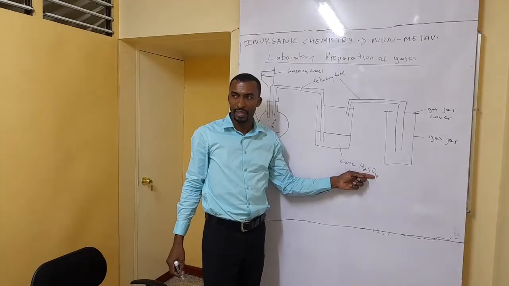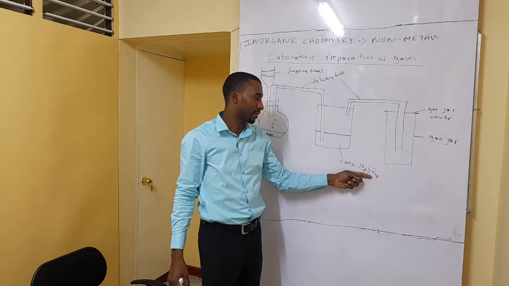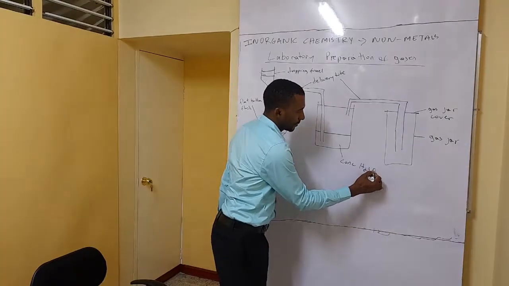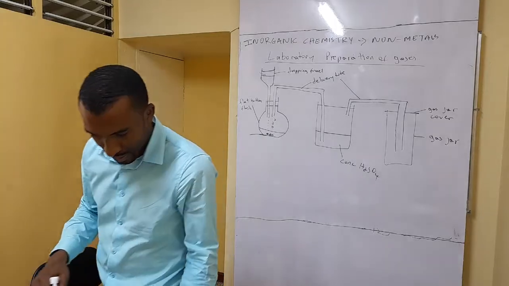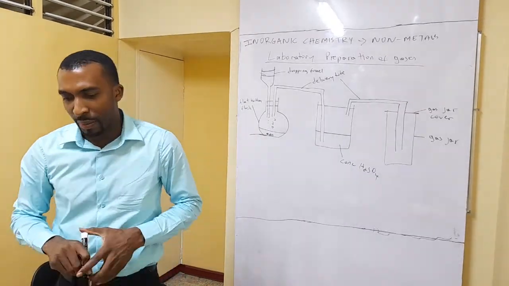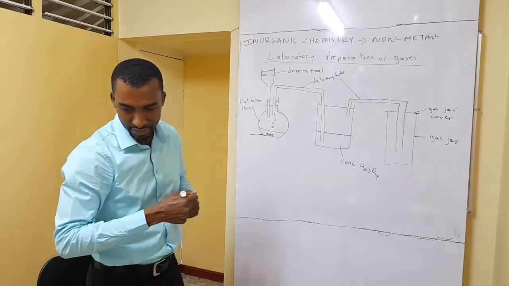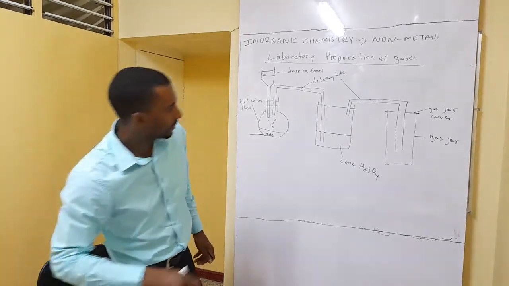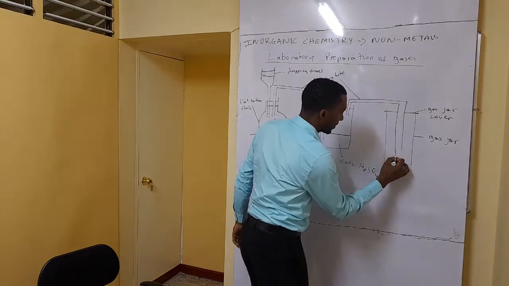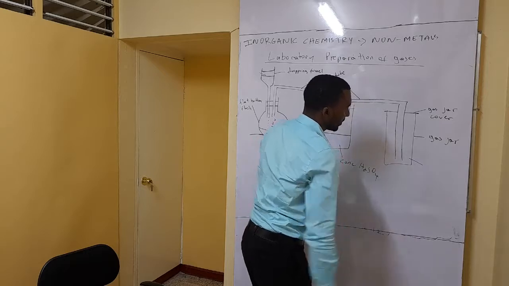H2SO4, what's the name of this acid? Sulfuric acid. Yeah. So concentrated sulfuric acid is used as a drying agent when we are preparing both carbon dioxide and oxygen. Alright? And then this gas is collected in an upward displacement.